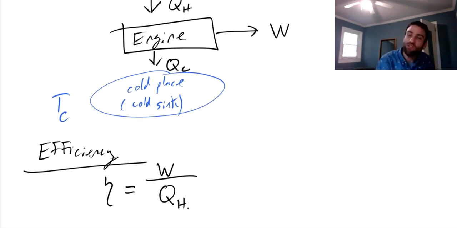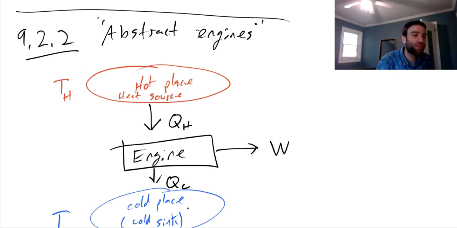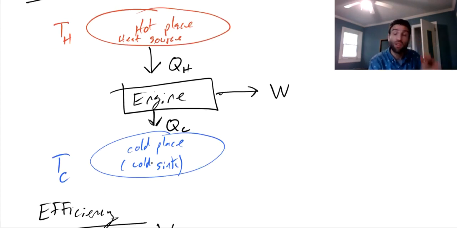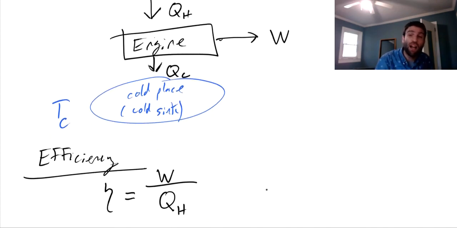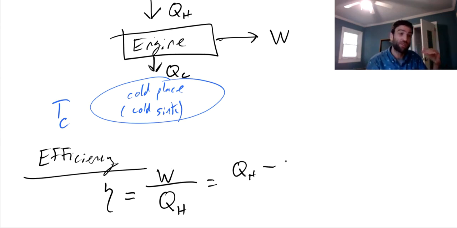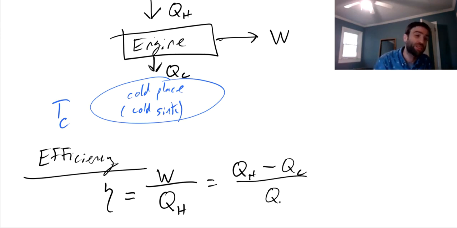Now, by the conservation of energy, we know we've got a certain amount of thermal energy going from hot to engine, and then the engine does some amount of work and releases some other amount of thermal energy. So the total amount of work that the engine is able to do, I can also write as the difference between how much heat it takes from the heat source versus how much heat it has to dump into the cold sink. So I can write the efficiency as Q hot minus Q cold, divided by Q hot. And this efficiency is always some number that's less than 1.